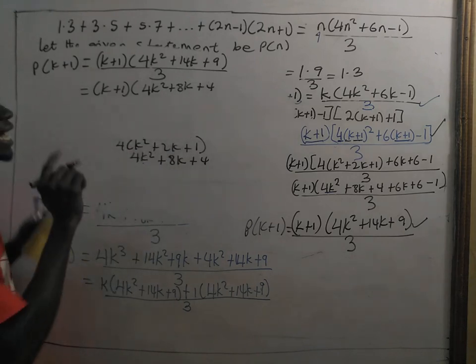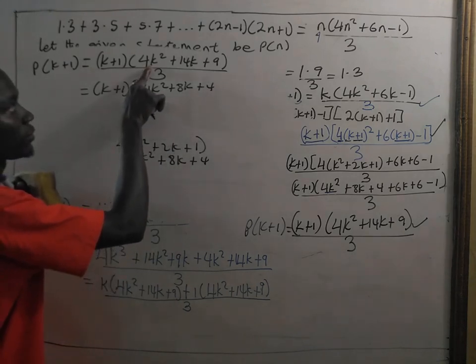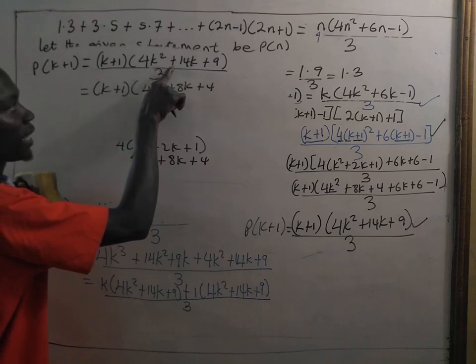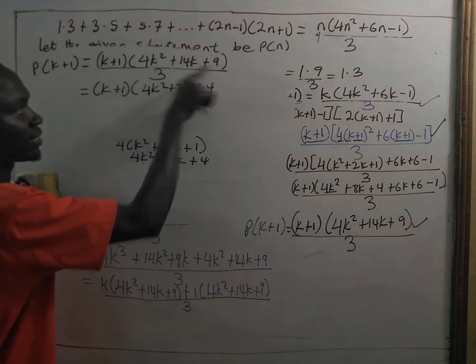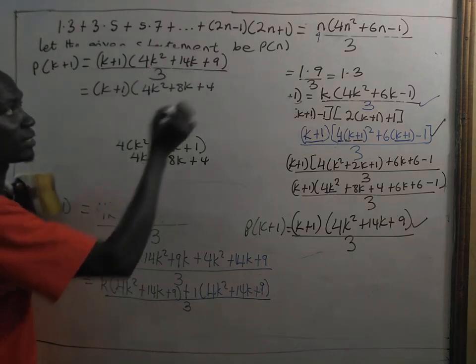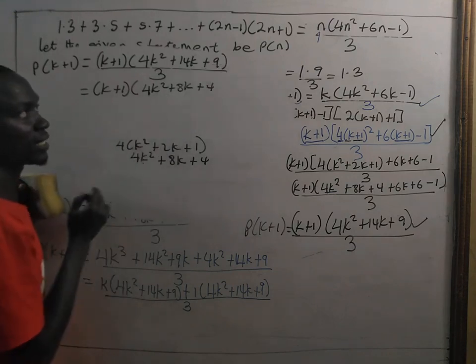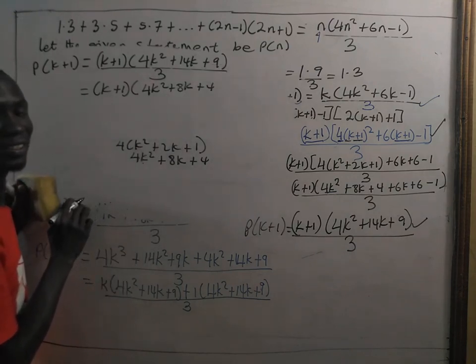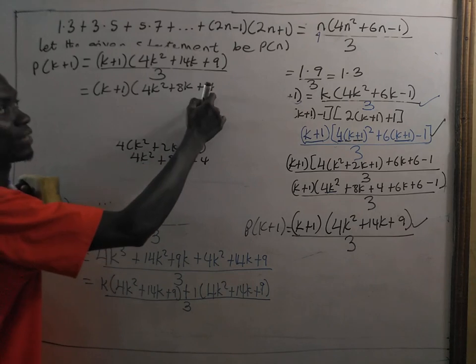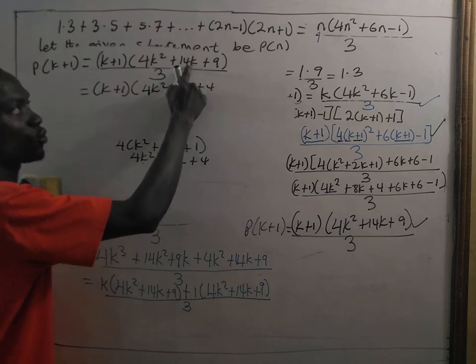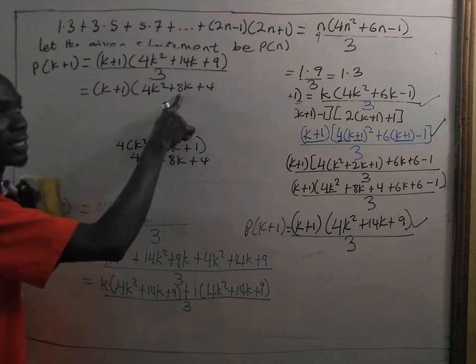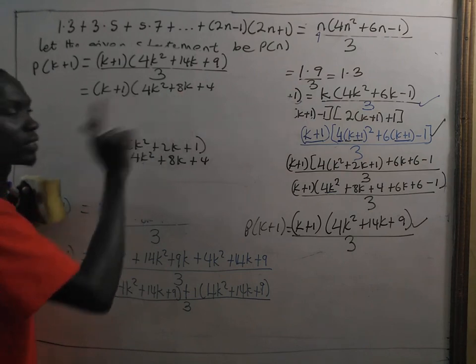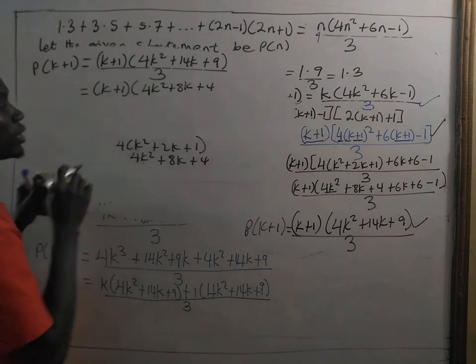But what do I need? I need 4k squared plus 14k plus 9. It means that this 9, I've not written there, it has left with 5. And this 14 too, it has left with what? 6. Wow. So that is great. So let me put it back there.